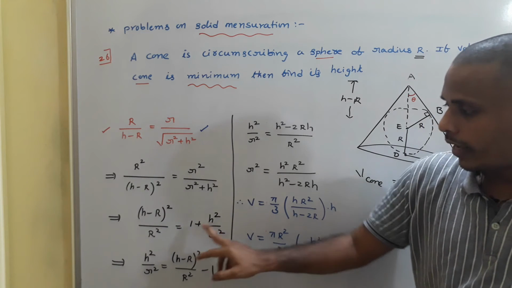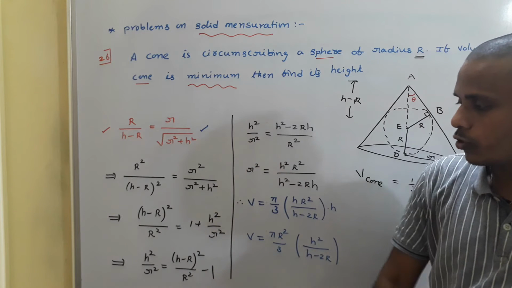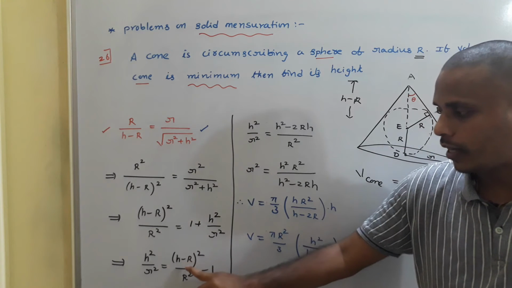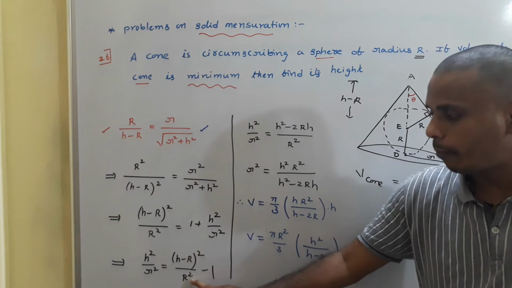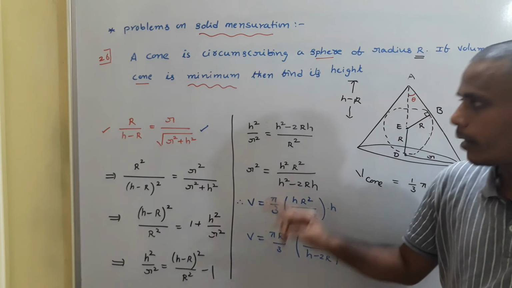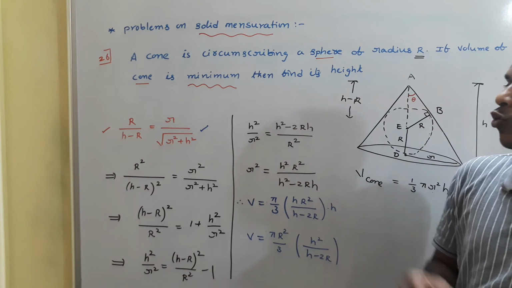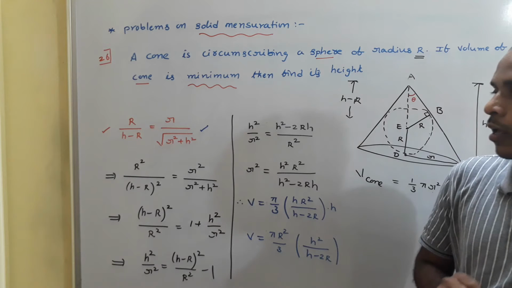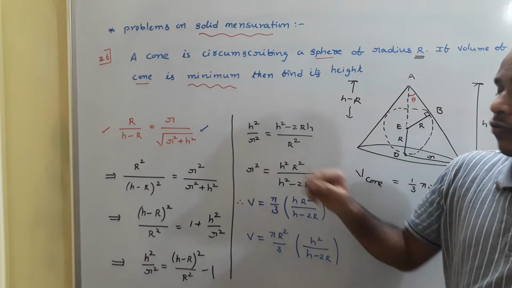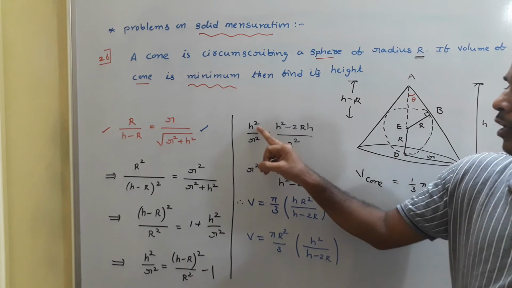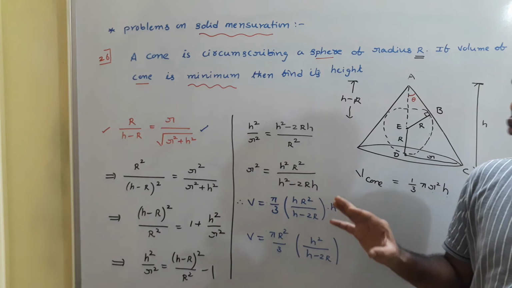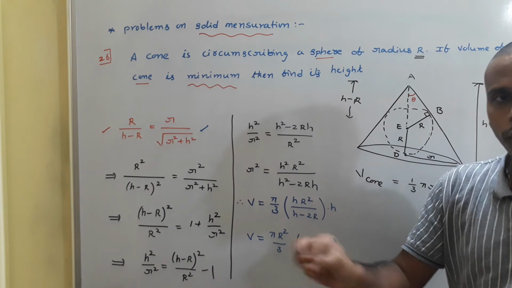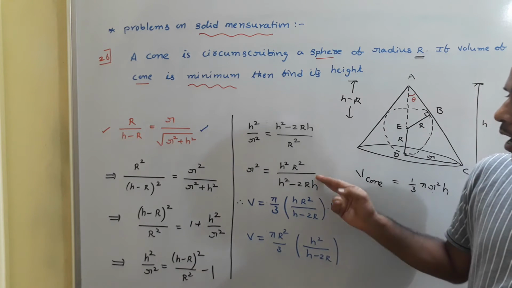This h square by r square is equal to the simplification of this part, h minus R whole square minus R square, divided by R square, which is h square minus 2Rh by R square. Now make r square the subject: r square is equal to h square R square by h square minus 2Rh. It's completely algebraic calculation. Okay, now I have r square.